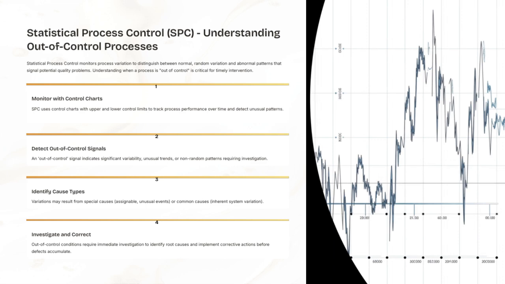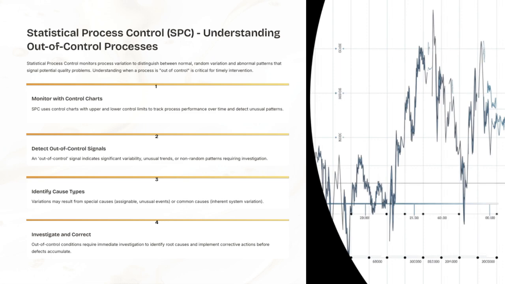Moving on, control charts are our main tool. They help us visualize process performance over time by setting upper and lower control limits. When data points stay within these limits, everything's generally okay. But if we see points outside the limits or unusual patterns, that's a signal that something might be off.